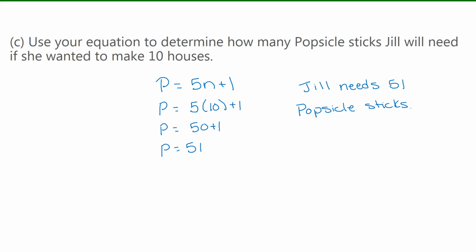And once again, if it asked for just the expression and not the equation, the expression would be just 5n plus 1.